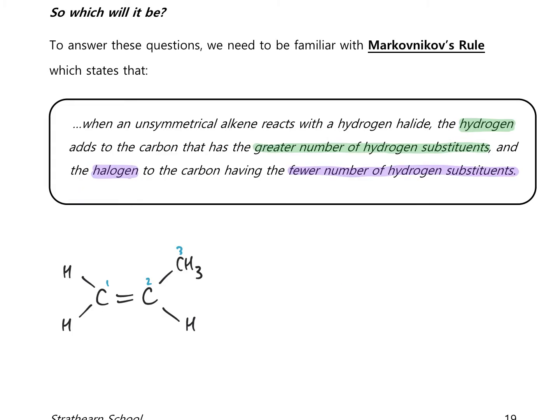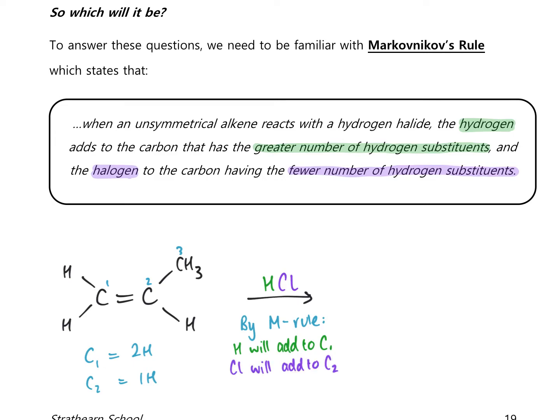So let's write that in at the bottom of the page. So I've just drawn propene again here, and if we write that carbon 1 has 2 hydrogens, carbon 2 has just 1 hydrogen. So what happens when propene reacts with hydrogen chloride? Well, by Markovnikov's rule, the hydrogen is going to add to carbon 1 because it has more hydrogens, it has the greater number of hydrogen substituents, and the chlorine will add to carbon 2 because it has the fewer number of hydrogen substituents, it only has 1. And so therefore this will be our major product, and its name is 2-chloropropane.